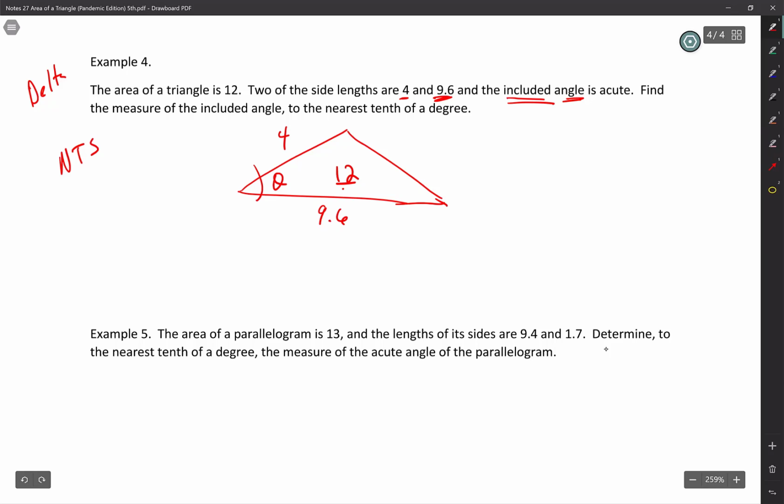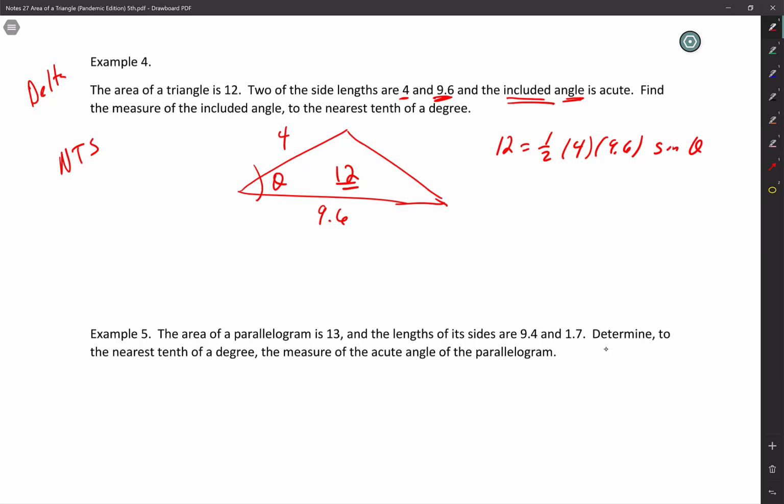The area of that triangle is 12. And we're just going to use our formula. This is the included angle. Area is 1/2 base times height, or don't say base times height, leg times leg, or 4 times 9.6, times sine of that specific angle. And that area is 12 here. So there it is. And now you're done.